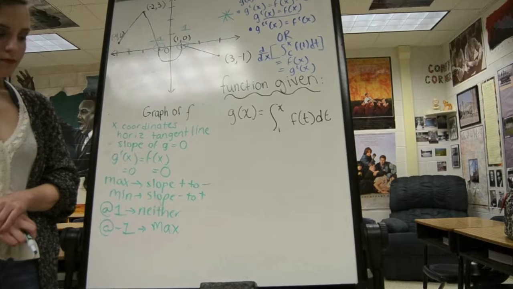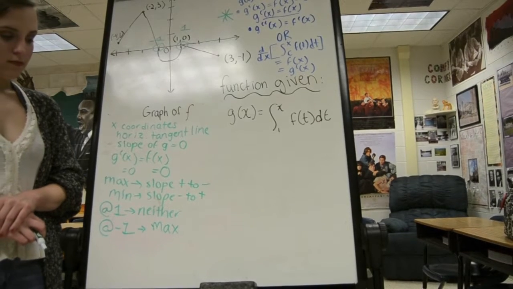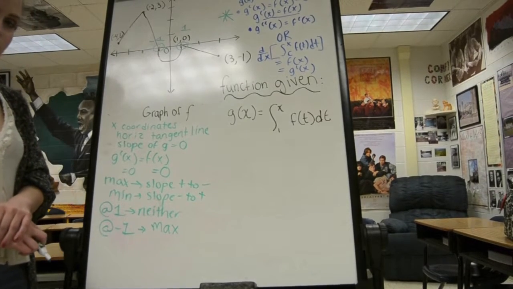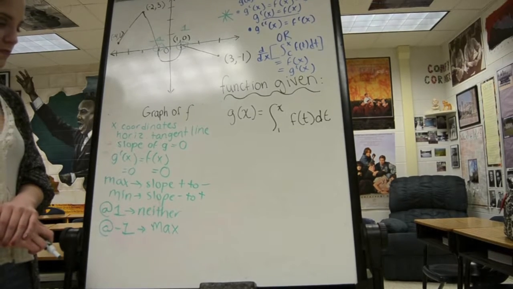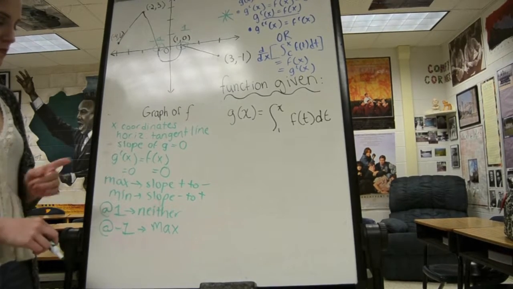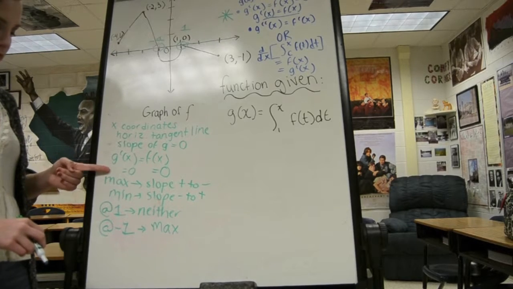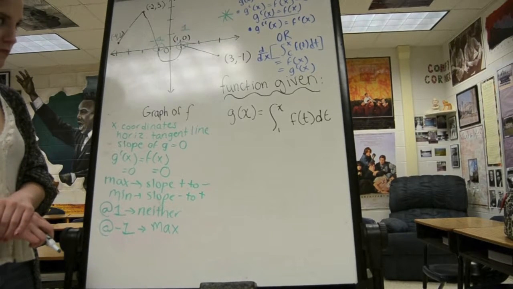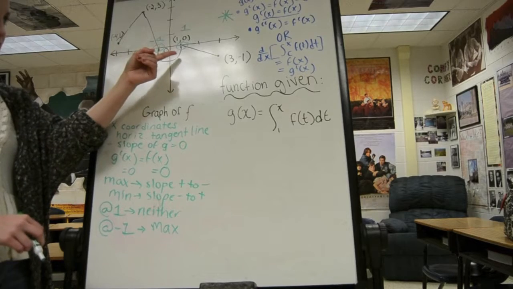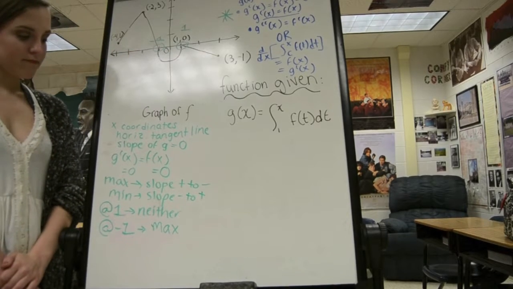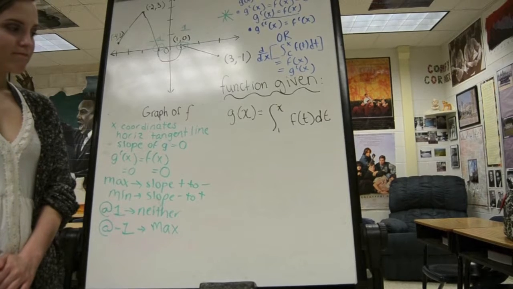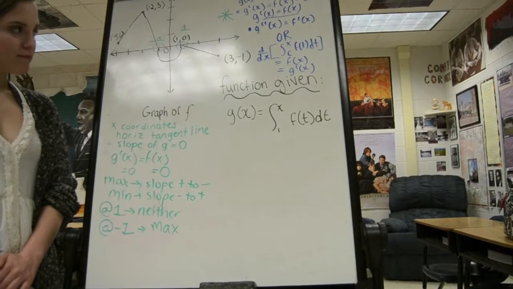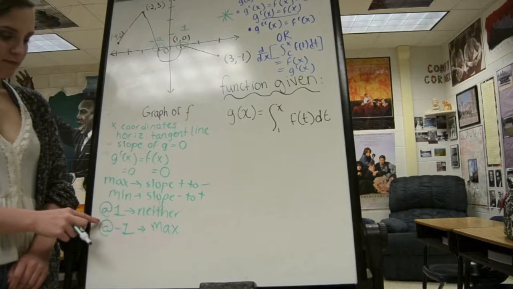Remember that the instructions say to justify your answers. A suitable explanation on the AP exam would be as follows. The graph of g has a horizontal tangent line, where g prime of x is equal to f of x, which is equal to 0. This occurs at x equals -1 and x equals 1. G prime of x changes sign from positive to negative at x equals -1. Therefore, g has a relative maximum at x equals -1.